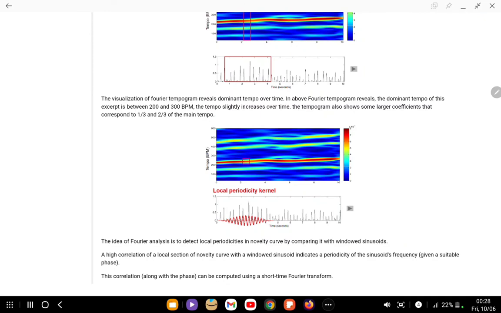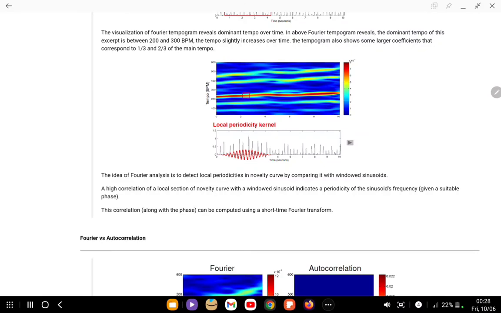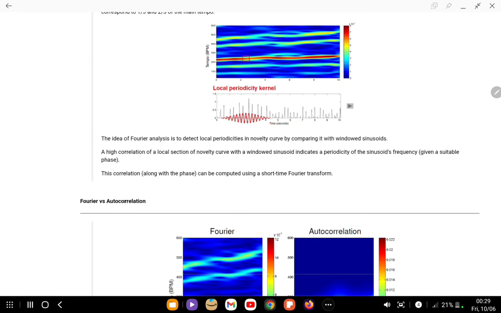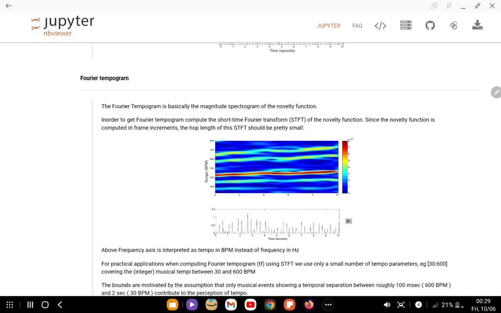Now, another aspect of the Fourier tempogram is that it contains local periodicity. By that I mean, if we pick some region in the tempogram where we have a novelty function, we can compare it with some windowed sinusoid. So here's an example of windowed sinusoids. There will always be some sinusoid which compares with this novelty function mostly. A high correlation indicates that there's a periodicity of a certain sinusoid frequency, and we can just use the short-term Fourier transform to compute that. So this is a Fourier tempogram, which is basically nothing but a spectrogram of the novelty curve.